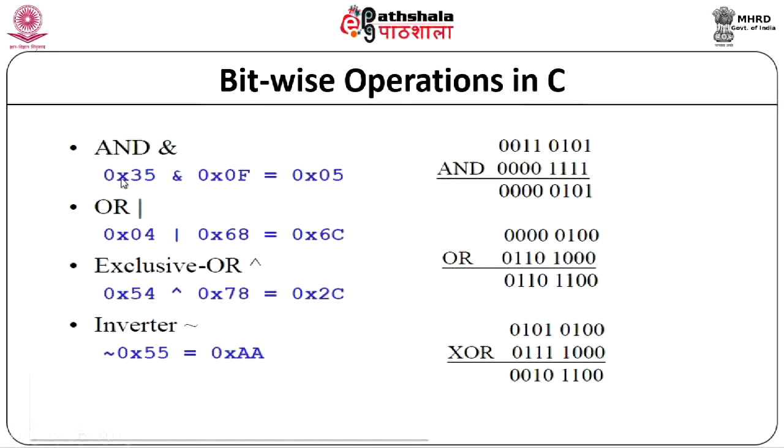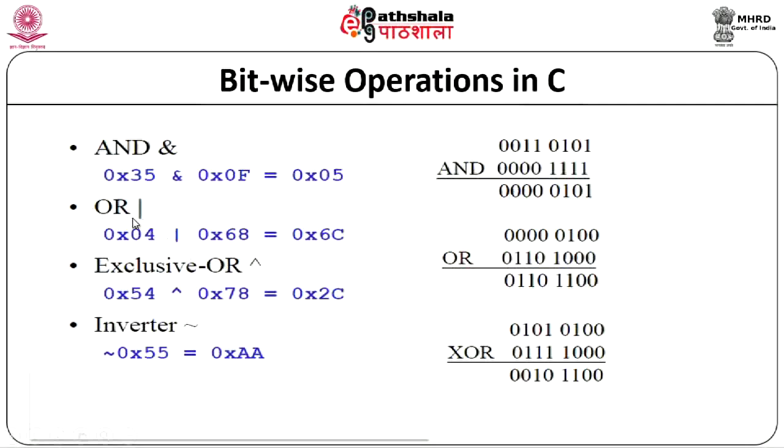Here we have taken the data as 0x35, where the 0x says that it is a hexadecimal number, and 0x0f. So, these two are ANDed, and I will get a value of 0x05. Just see that it gets demonstrated over here. 3 is 0011 and 5 is 0101, and 0f is 00001111. So, when I am ANDing it, these two are 1, so it is 1. All other places, either one is 0, so the result is 0. So, I will get a value of 0, 5, that will be my result.